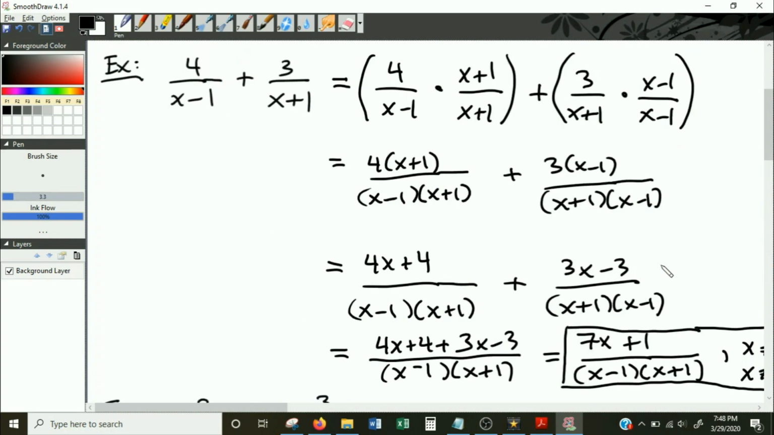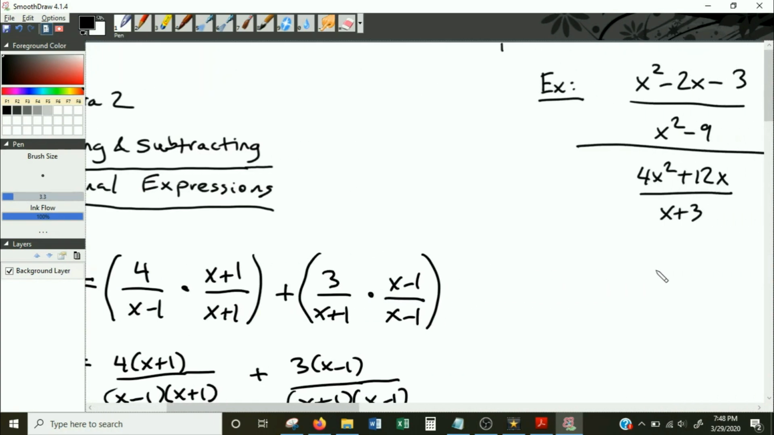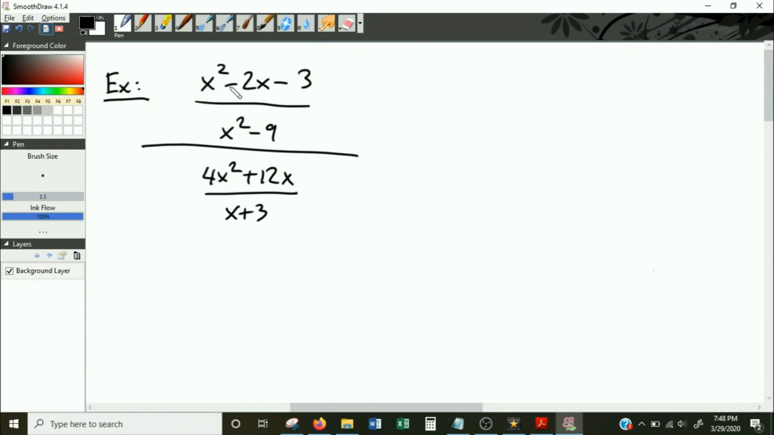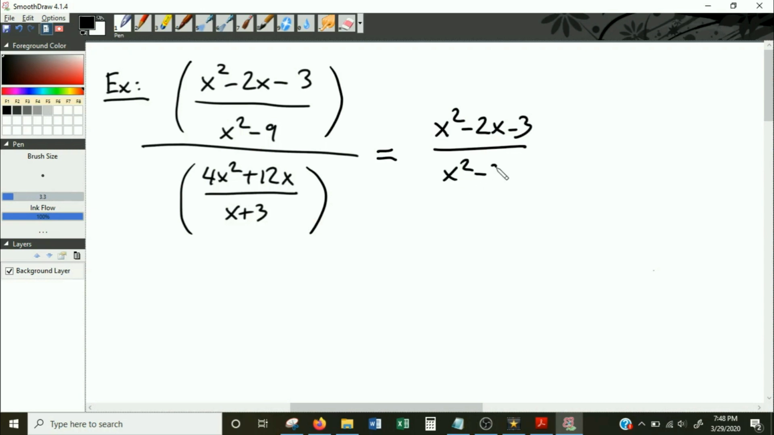Now I'm going to go to the third example. Okay, and this one looks kind of like a mess because it has a fraction in the numerator and a fraction in the denominator. It's written as a compound fraction, which means the numerator is a fraction and the denominator is also a fraction. So the way to simplify this is first to write it in a simpler form. Let's write it as x squared minus 2x minus 3 over x squared minus 9, then divided by, with the division symbol, the fraction 4x squared plus 12x over x plus 3, like that.